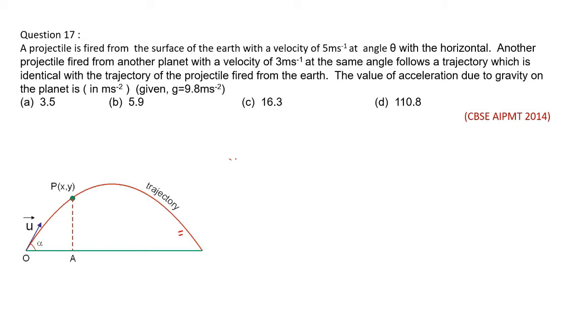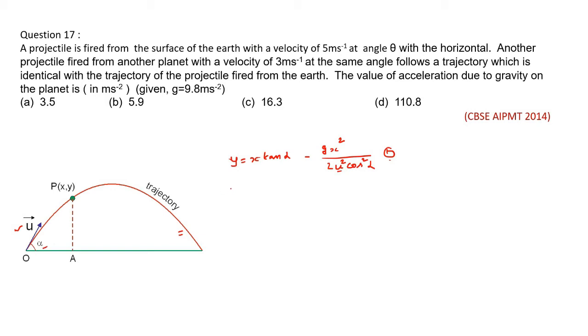Let us consider there are two equations. Equation 1: y is equal to x tan alpha minus g x squared by 2 u squared cos squared alpha. This is the equation of trajectory or equation of motion of the projectile. Here u is the velocity of projection and alpha is the angle of projection, as shown here.